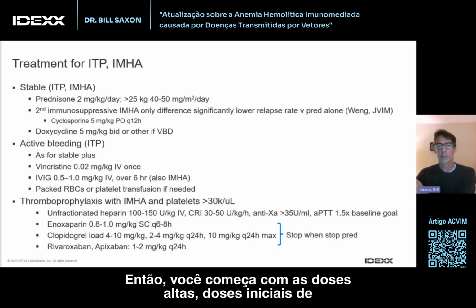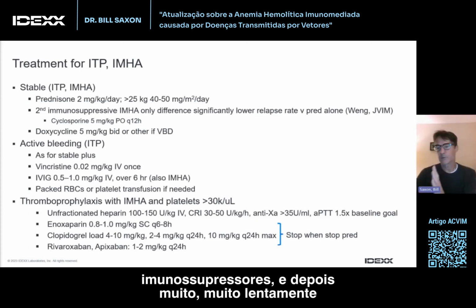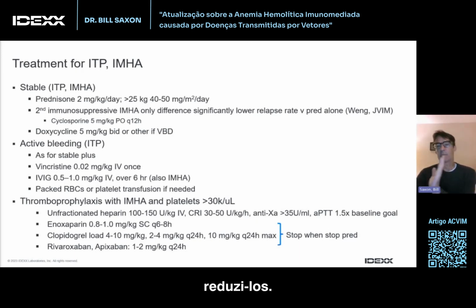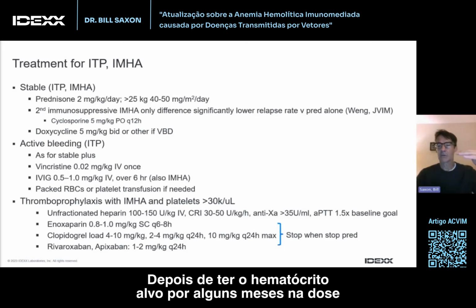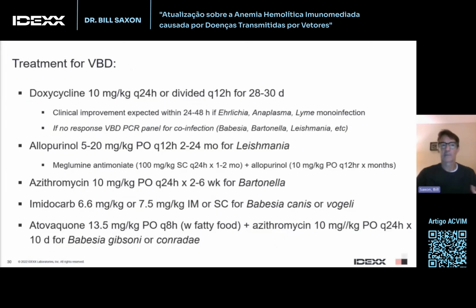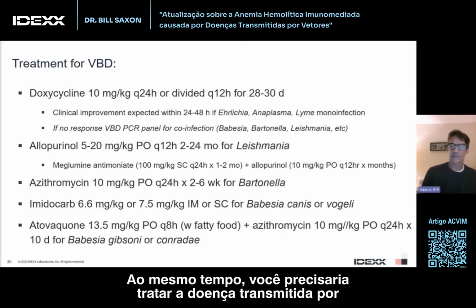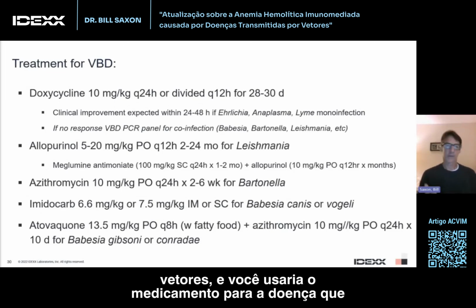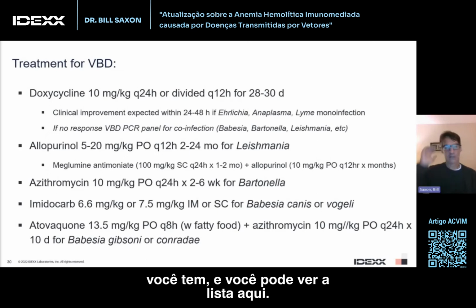So you start on the high dosages, initial dosages of immunosuppressants, and then very, very slowly taper them off. After you've got your target hematocrit for a couple of months at the high dose, then you start tapering by about 25% every 3 or 4 weeks. Go slow. Concurrently, you would need to treat the vector-borne disease, and you would use the drug for the disease that you have. And you can see the list here.